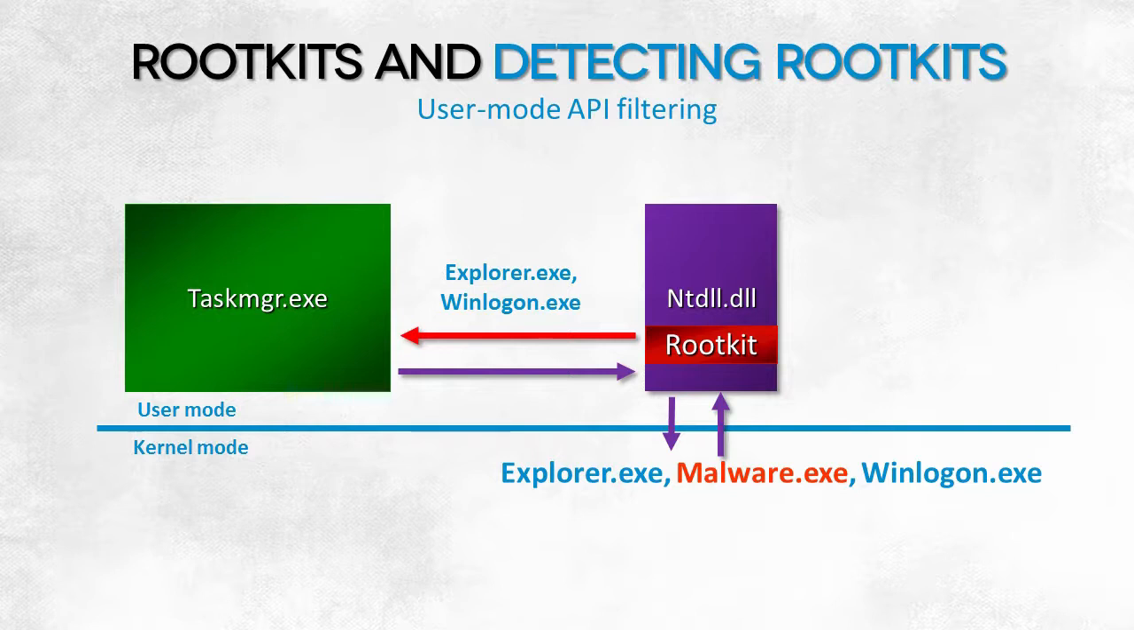Imagine that a user launches Windows Task Manager. The program is used to display active processes. To perform this function, the application calls a Windows API function implemented in the ntdll library. If a rootkit is placed in this library, Task Manager would receive only selected information instead of information on all active processes, Explorer, WinLogin, and malicious malware exe. The information that a rootkit is trying to hide is filtered in the user mode.